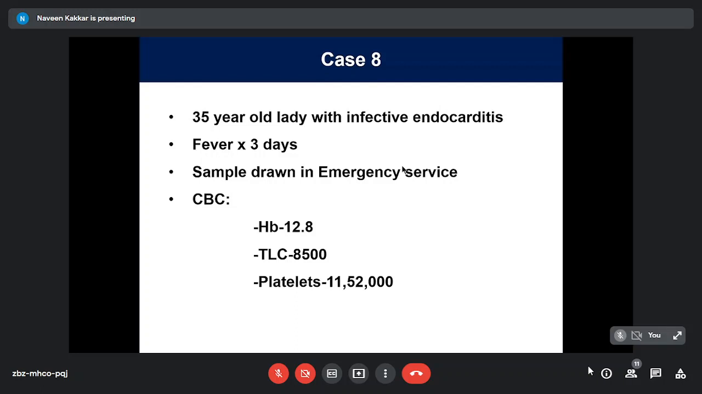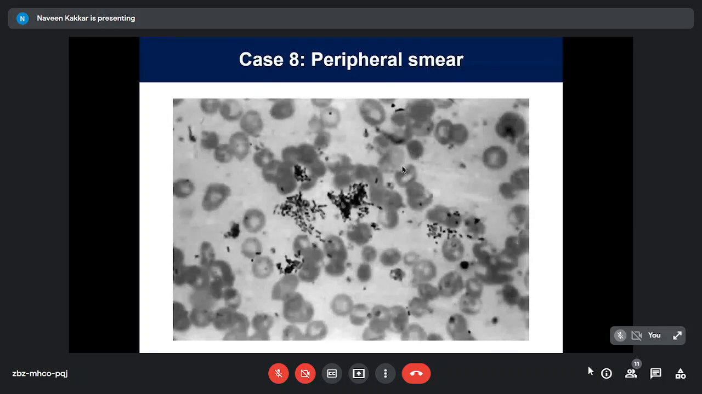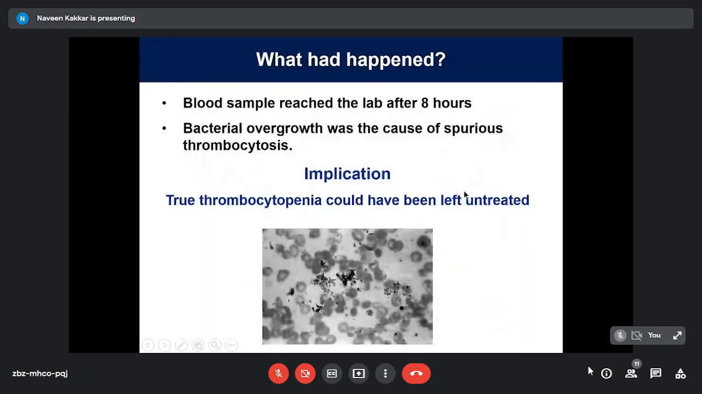Her CBC showed, again, marked thrombocytosis, more than 10 lakhs. I don't have a color picture right now, but that is what the smear showed. If you look, that's a platelet here. But if you look, these are rod-shaped structures. So these were actually bacilli.